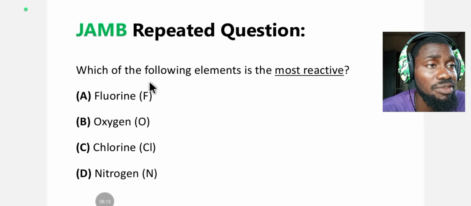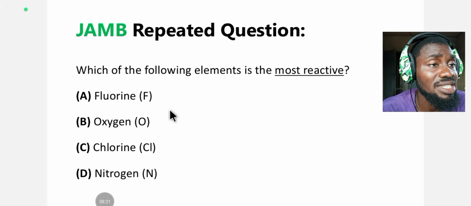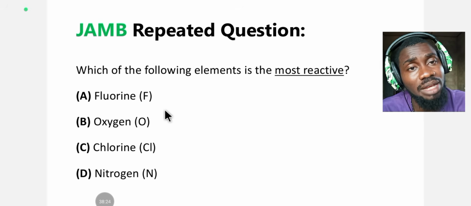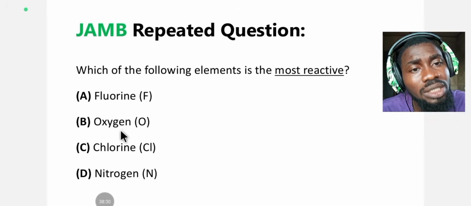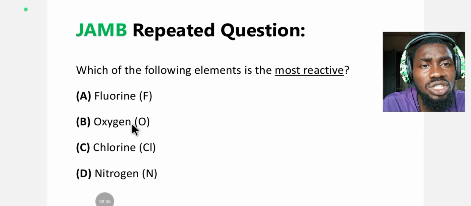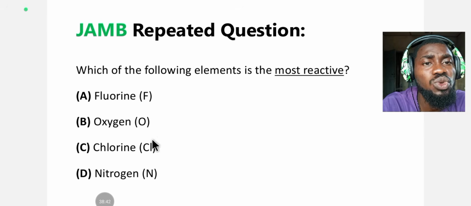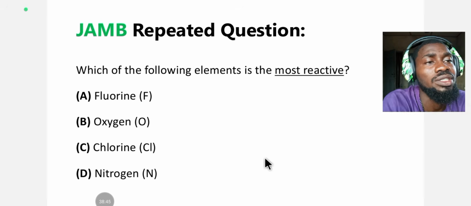Because fluorine valence electron is 7 and the ending point is 8. So the closer the valence electron to the ending point, which is 8, the higher the reactivity of the element. So fluorine reacts way more than oxygen, chlorine, and nitrogen. So under these options, the next most reactive here is chlorine, and the next most reactive here is oxygen, followed by nitrogen.